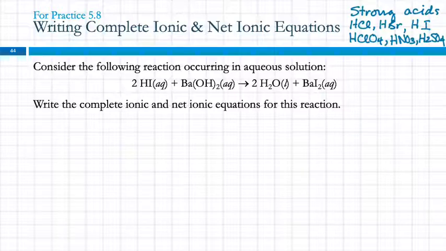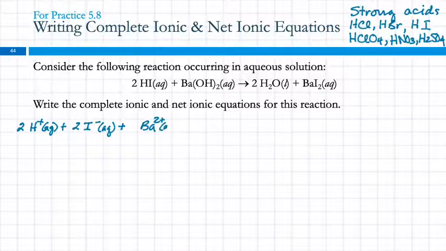So 2HI. Well, the ions there are hydrogen ion and iodide ion. And it'll end up balanced if we pay attention to what we're doing. Here, there are two of these units. Each unit has one H and one I. So when we separate that, I'm going to end up with 2 hydrogen ions and 2 iodide ions. Next is the barium hydroxide. The ions present there are barium 2+ and hydroxide.